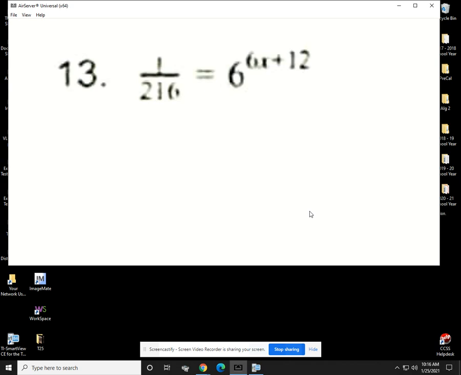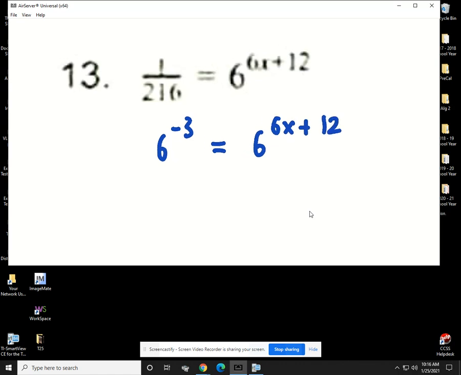So let's see if 6 will give me 216. What's 6 times 6? What's 36 times 6? So sure enough, 6 cubed gives me 216. But that's not 216, is it? It's 1 over 216. So it's not 6 cubed, it's 6 to the negative 3. Does everybody understand that? 6 to the negative 3.